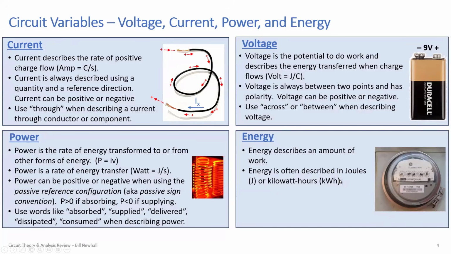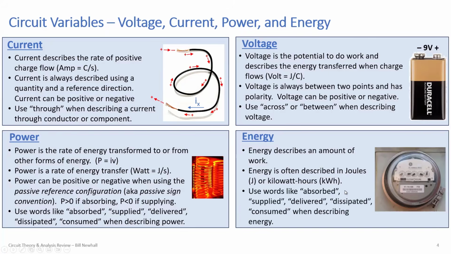So this is a unit of energy that's pretty common, especially in AC power systems. And we use, again, words like absorbed, supplied, delivered, dissipated, consumed. The same kind of words we use for power, we use for energy. Right? Power is just the rate of energy transferred.